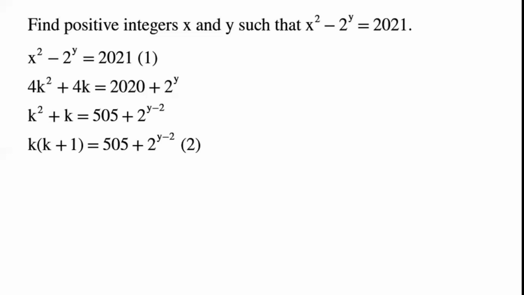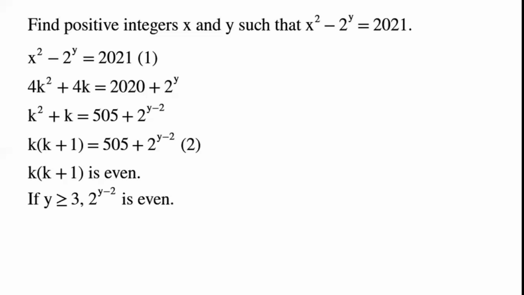k squared plus k can be factorized, and we have k times (k plus 1). So k times (k plus 1) equals 505 plus 2 to the power of y minus 2. The product of any two consecutive numbers is even, so k times (k plus 1) must be even.